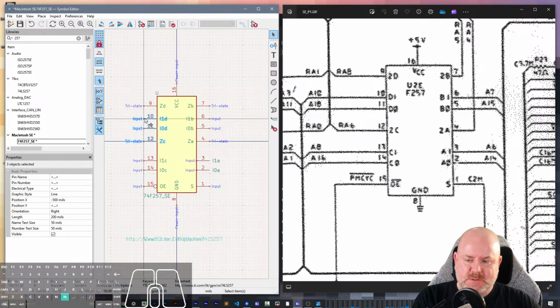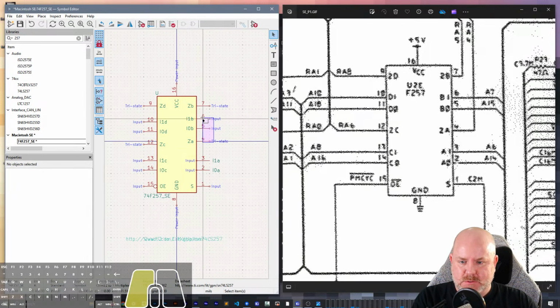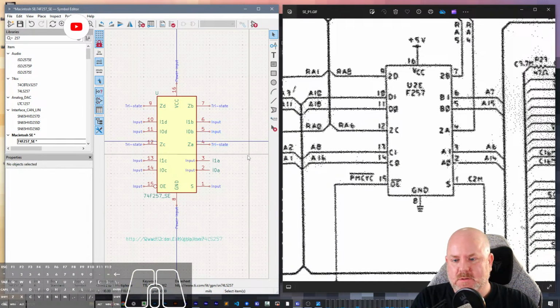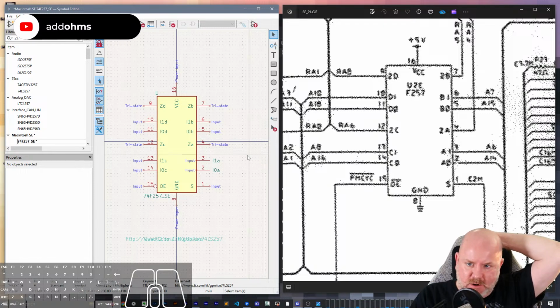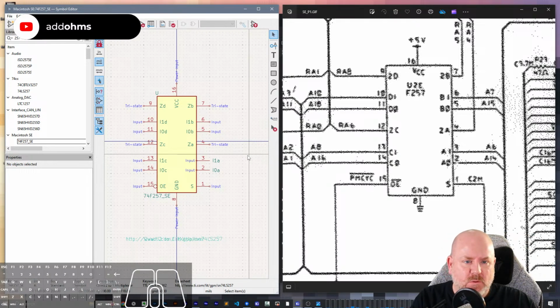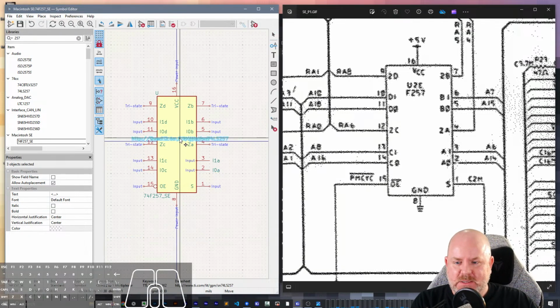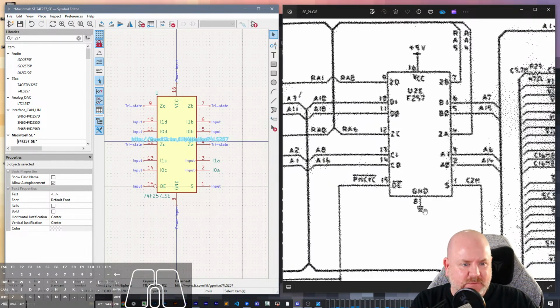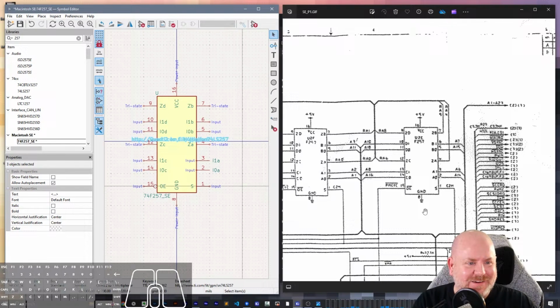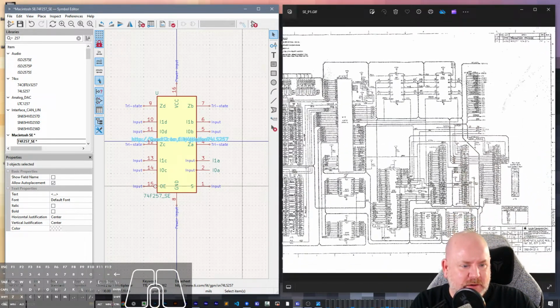I think I am going to move these down just a little bit. That looks a little better spaced out. All right, there we go. We got our 74F257. I hope these don't go bad often because that's going to be hard to find. Although maybe there's a HCT that would work. All right.